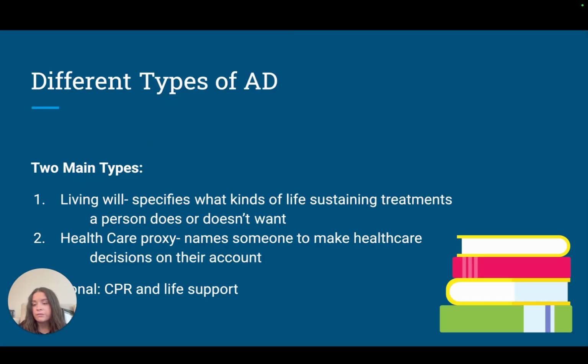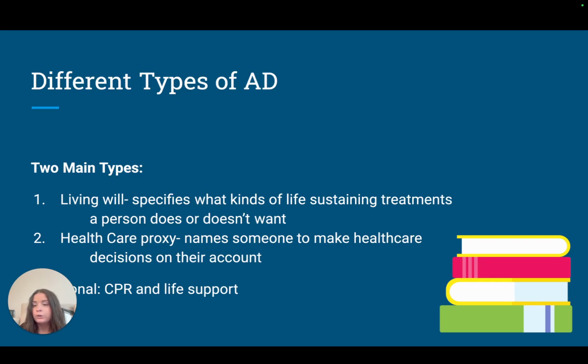There's different types of advanced directives. The two main types I'm going to talk about, the first one being a living will. This specifies what kinds of life-sustaining treatments a person does or does not want. A living will is very specific. It spells out which treatments a person does or does not want. For example, a person may say they do not want to be placed on a ventilator, or they do not want artificial nutrition through a feeding tube.